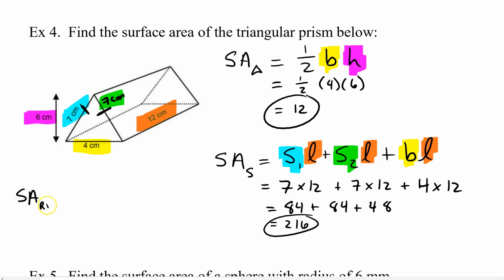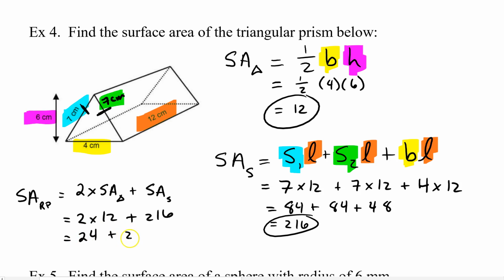So remember, the total surface area of the rectangular prism is going to be 2 times the surface area of the triangle plus the surface area of the sides. So that's going to be 2 times 12 plus 216. 2 times 12 is 24 plus 216. That's going to be 240. Remember the units, centimeters squared. Now I can put a box around this one because that's my final answer.